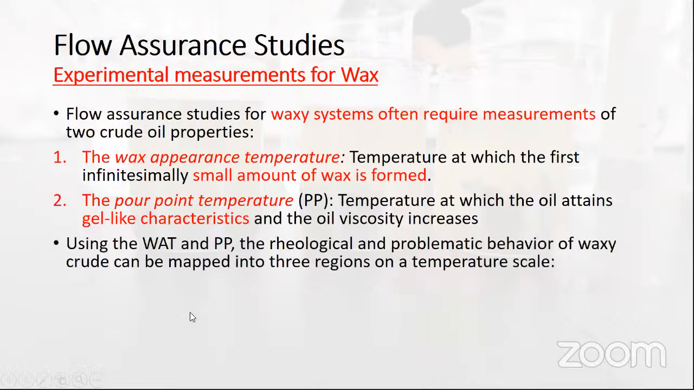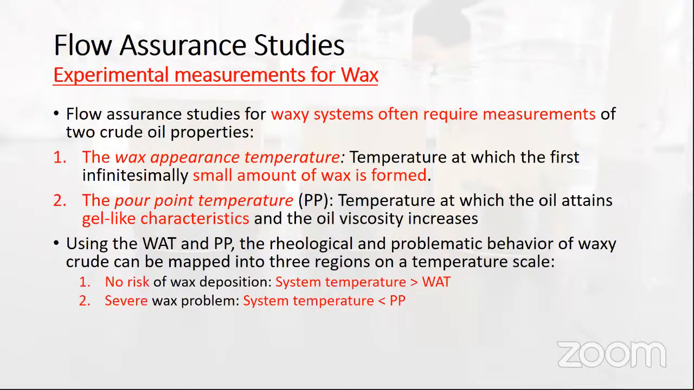Okay, so if the production system temperature is more than the wax appearance temperature, we can say that we won't have any risk due to wax deposition. If the system temperature is less than the pour point, that can indicate that we will have a severe wax problem. But if the system temperature is between the pour point and the wax appearance temperature, we can say that we have a neutral or possible wax problem.